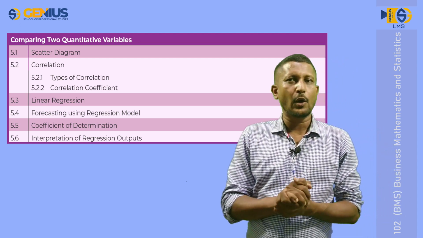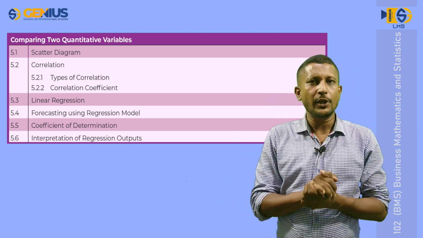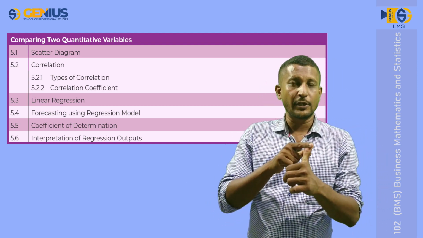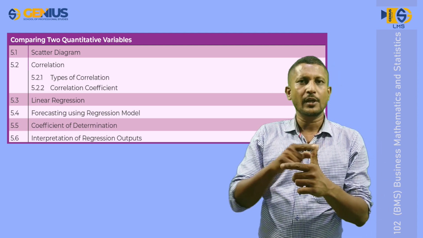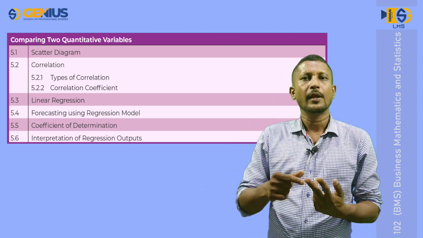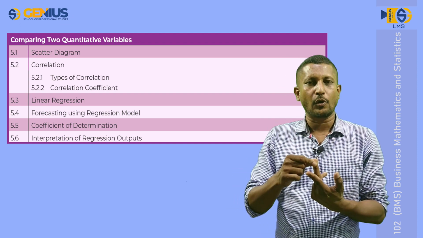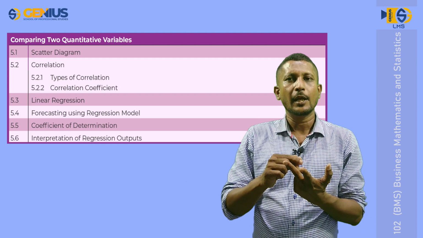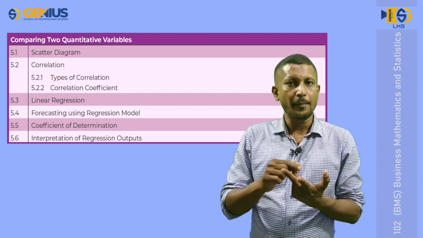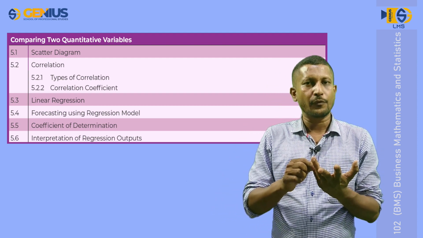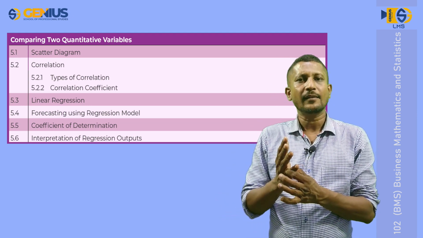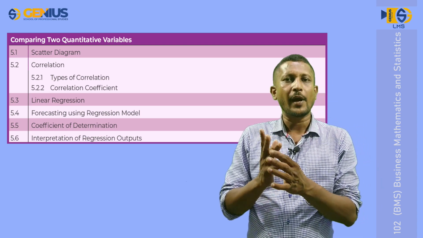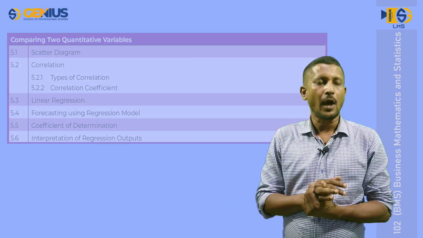So what are the learning outcomes? At the end of each topic, you should be able to identify the different types of correlation, draw a scatter diagram, calculate and interpret Pearson's correlation coefficient, identify the regression line using the freehand method or least square method, calculate the coefficient of determination, assess predictions obtained by the regression equation, and finally interpret regression analysis output.